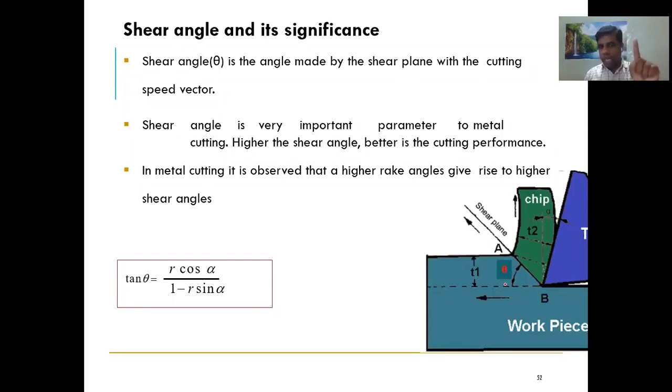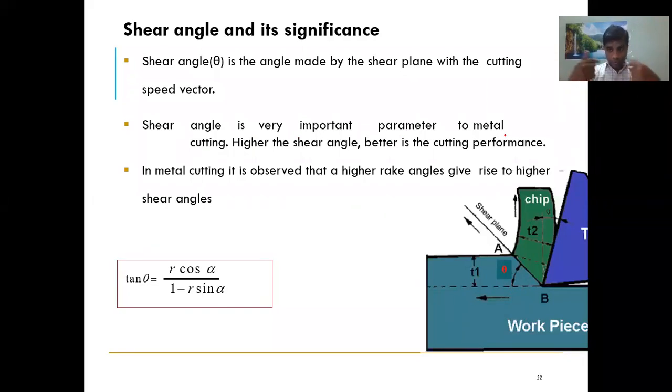So shear angle is nothing but the angle made by the shear plane. So the shear plane is nothing but where the material is deforming. So the shear plane with the direction of velocity or direction of your cutting tool. So this is your shear plane angle, right? So shear angle is a very important parameter in metal cutting.